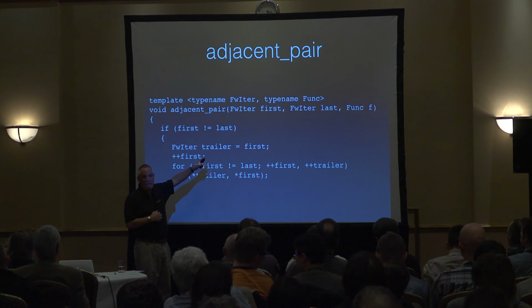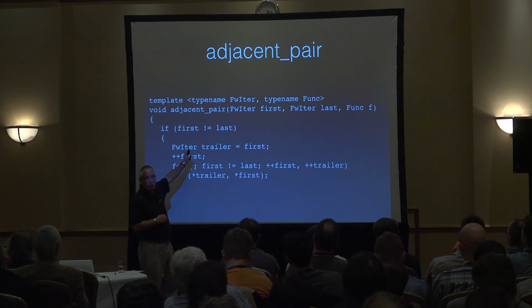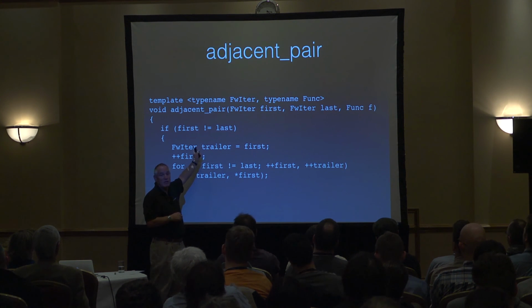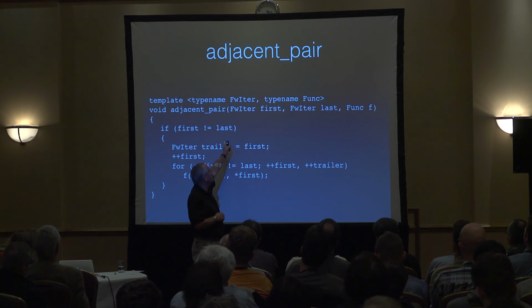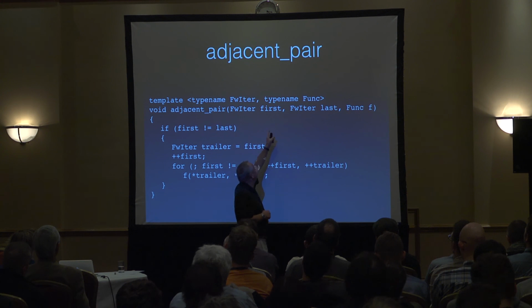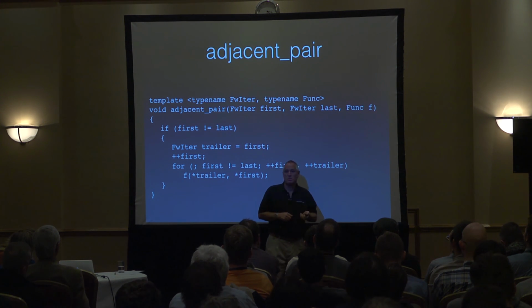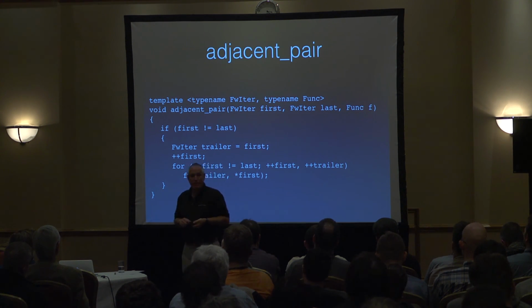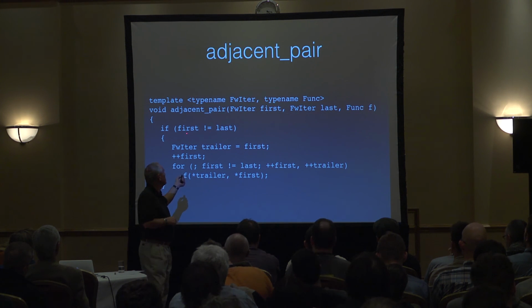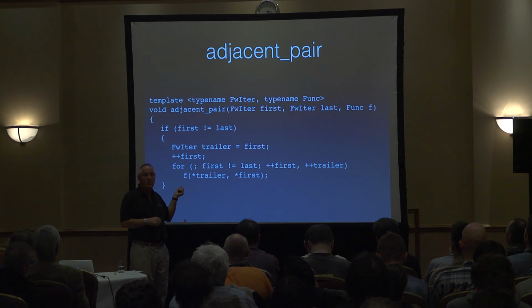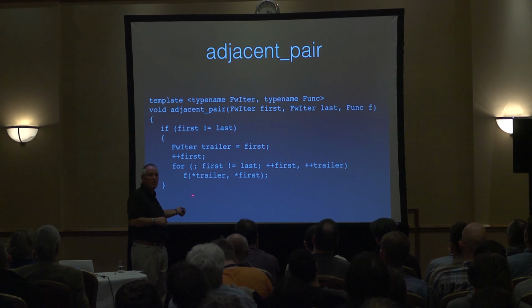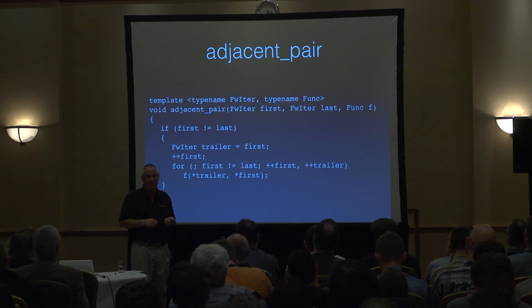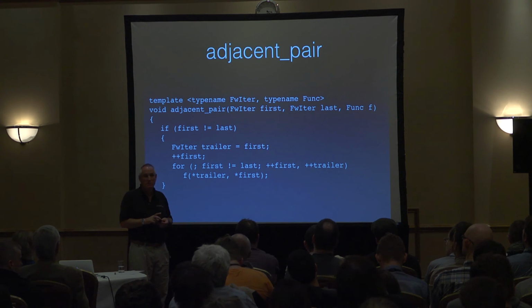Static assert isSame, not input iterator tag and iterator traits FW iterator category. So basically, you're saying, do not compile this. Give a good error message if you try to instantiate this with input iterators. And you get static assert failed. This is not an input iterator. And you can specify a message: does not work with input iterators.